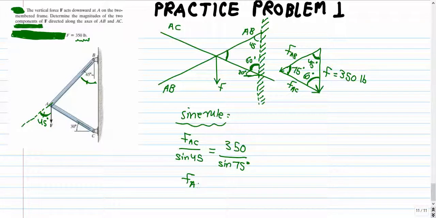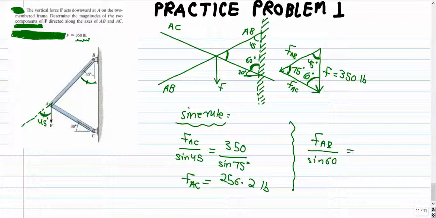The value that we get for component along the AC axis is equal to 256.2 pounds. Similarly, for the other component, we get component along the AB axis divided by sine of 60 degrees should be equal to 350 over sine of 75 degrees. And the value that we get for this component is 313.8 pounds. So this is the simple and easy procedure for this question.